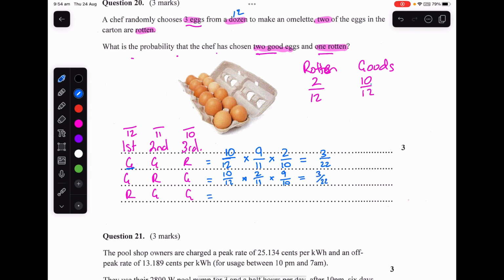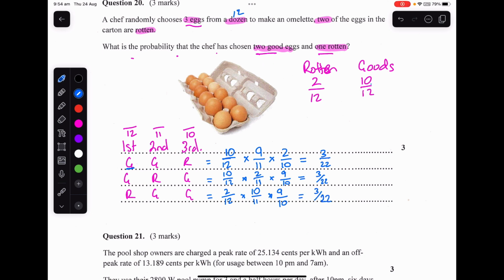Now for the last one, I've got a rotten egg first, so I've got 2 chances out of 12. Then I'm taking a good egg. I haven't taken one out, so I have 10 out of 11. And then I've taken one out, so I've got 9 out of 10 for a good egg left. And again, that becomes 3 out of 22.